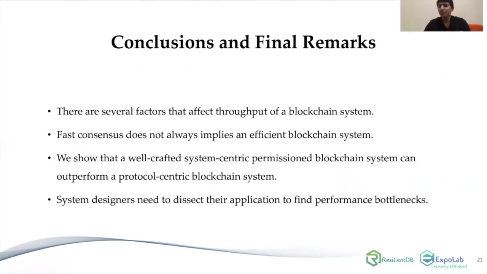So in the paper, we have many other criteria that show how a permissioned blockchain system can get affected. Basically, we want to show that a fast consensus protocol is not always enough. It does not always imply an efficient blockchain system. We want to show that a well-crafted system-centric permissioned blockchain system can outperform a protocol-centric blockchain system. Moreover, we want system designers to understand that they need to dissect their application and find the performance bottlenecks.